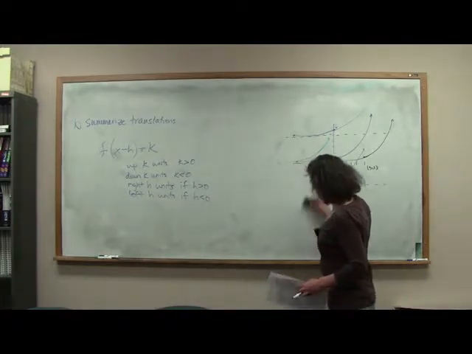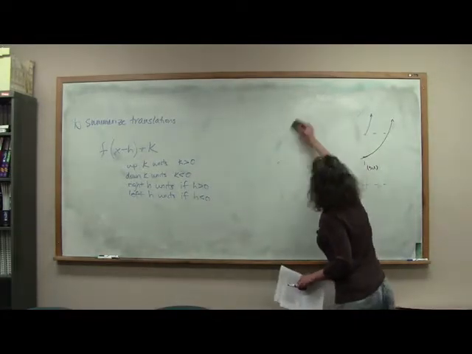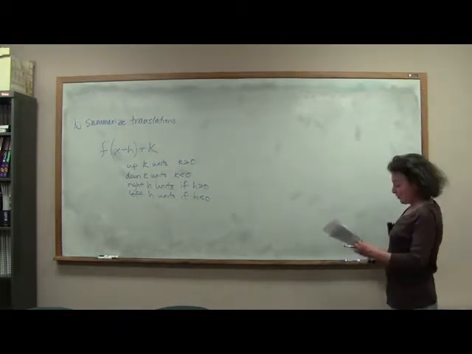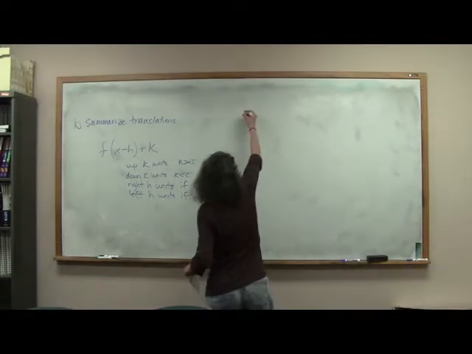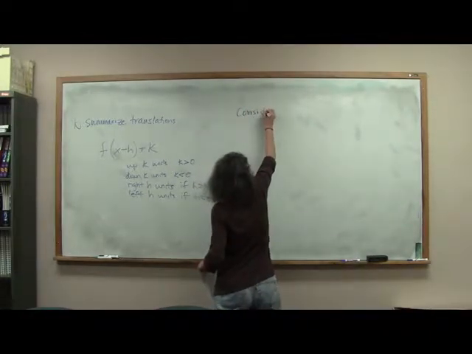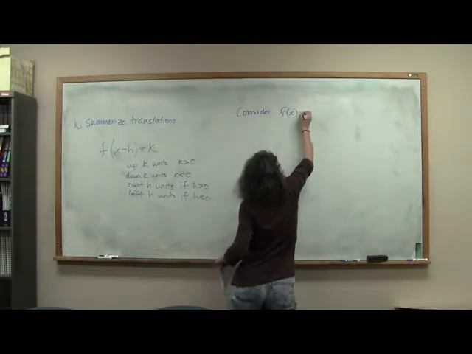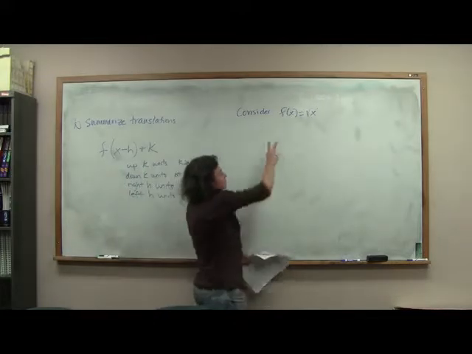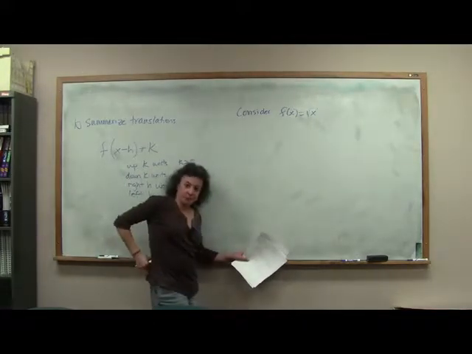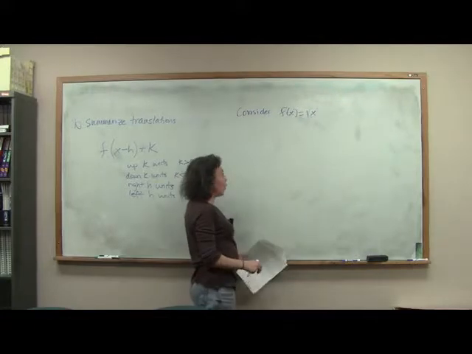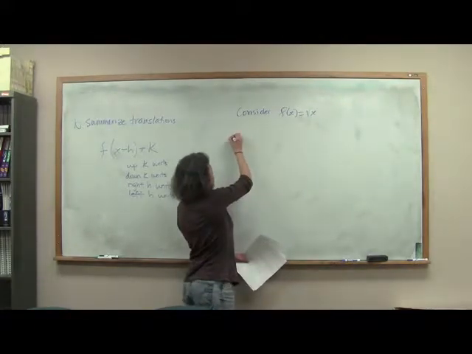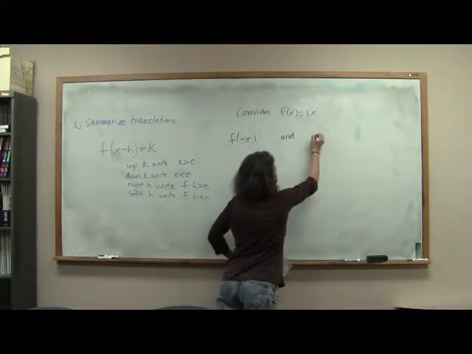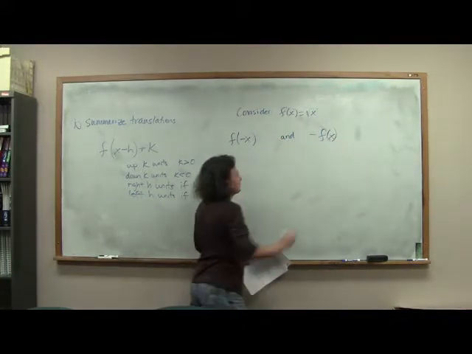Now what we're going to do is reflect. Literally and figuratively, in fact. Okay, so let's take a different graph. Let's consider our square root function. So f of x is defined to be the square root of x. And what we're also going to want to graph is f of negative x and negative f of x.